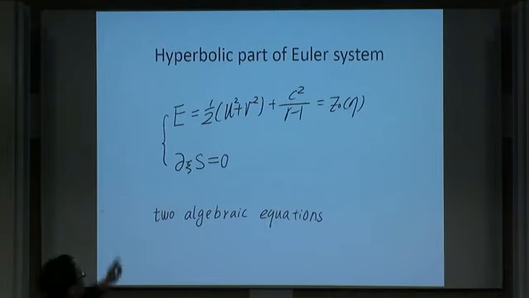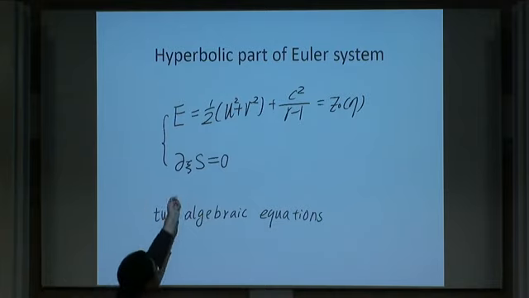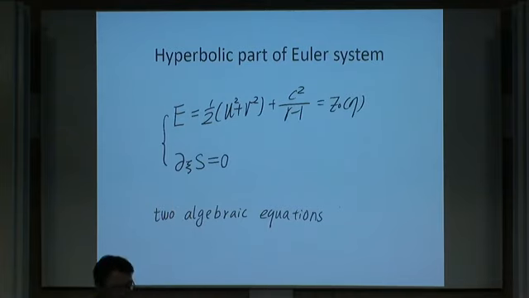Okay. Yeah, this is the hyperbolic part. It corresponds to lambda 0 equals 0. The first one is Bernoulli law. We have already known that, and this is the invariance of entropy along streamlines. Okay, Minji also introduced that.